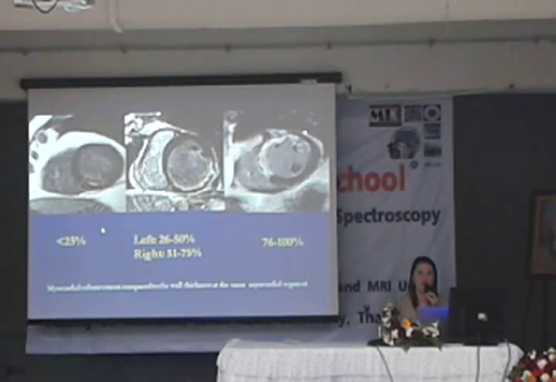And this is how we evaluate the enhancement compared to the wall thickness. In this case, the enhancement is less than 25% of wall thickness, so this segment is still viable or still alive. And this patient shows what we call transmural enhancement, or enhancement of about 100% of wall thickness, so this segment is dead or non-viable.